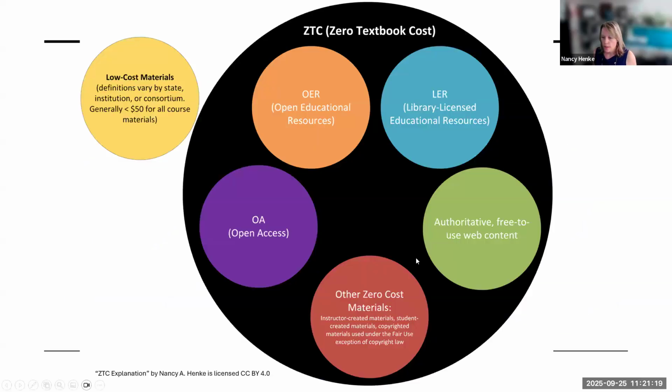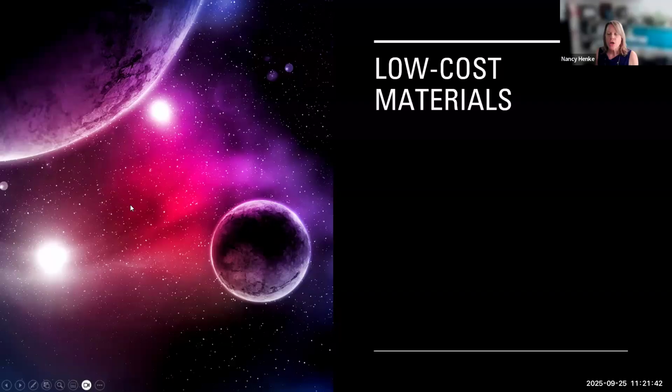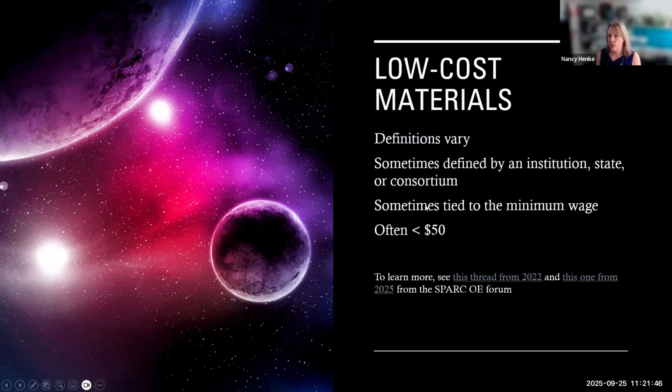Okay, so we have all the ways you can achieve ZTC: OER, OA, authoritative free-to-use web content, and other zero-cost materials. But you'll notice that if ZTC is the planet, you've got low-cost materials over here, they're the moon. It's in the orbit, it's hanging out, but technically it's not zero textbook cost, but it's low cost. So for low-cost materials, how you define low cost can actually vary widely. Sometimes that definition is determined by an institution.